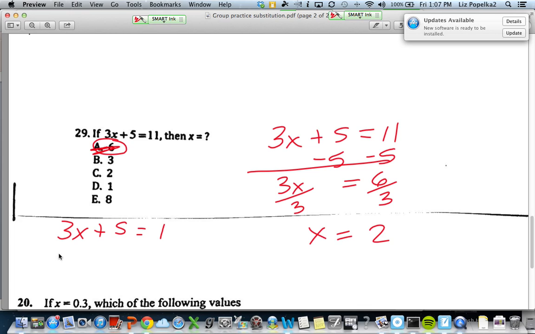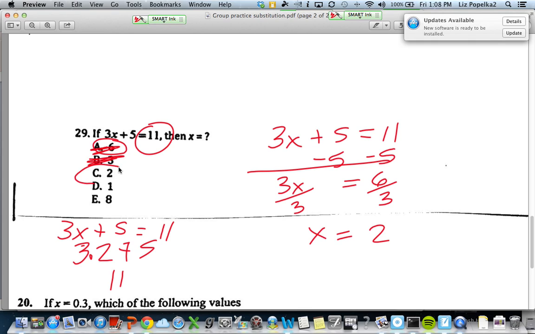So now I'll try, instead of 3 times x, 3 times 3, because that's option B. So 3 times 3 is 9. 9 plus 5, nope, that's 14, not the one that I'm looking for. So substituting a 3 in didn't work. So let's try our third option. So instead of 3 times x, we'll do 3 times 2. 3 times 2 is 6, plus 5 is 11, which is, in fact, the number that we were looking for on the other side of our equal sign.